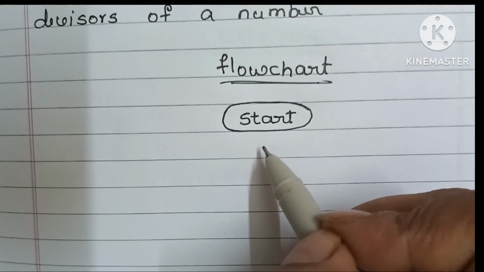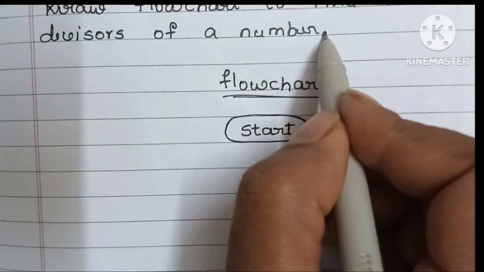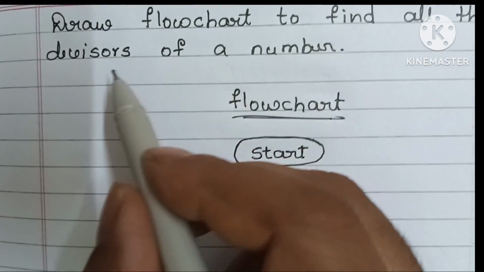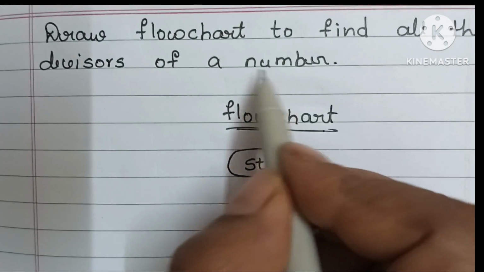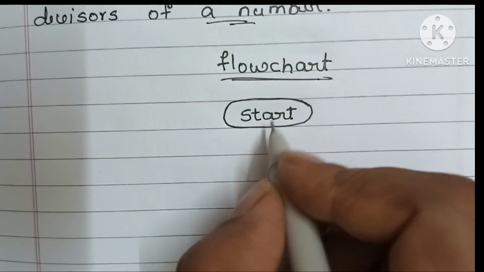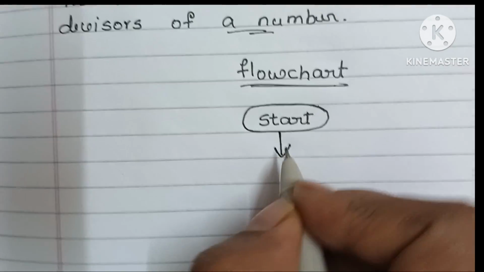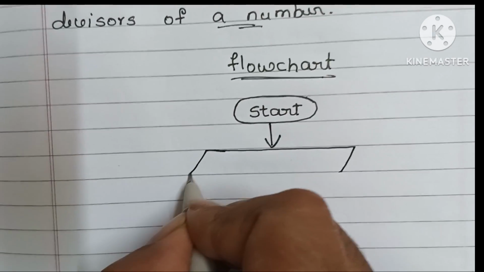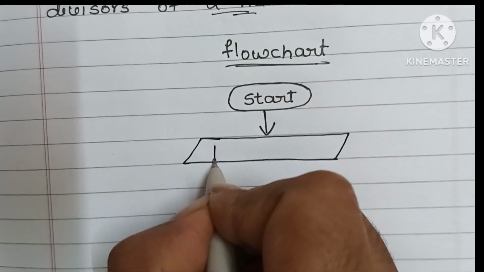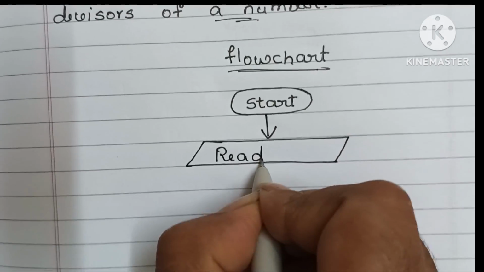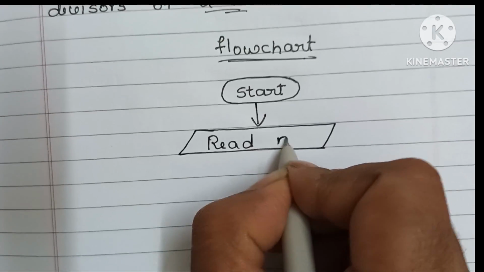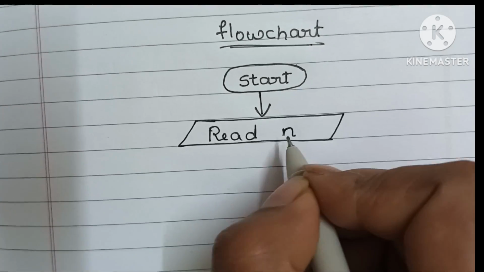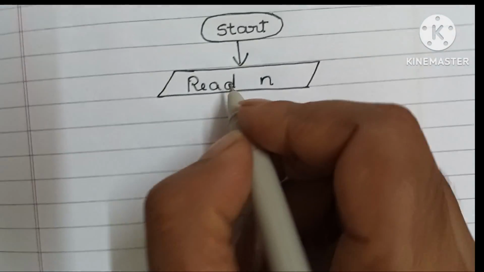Next, we have to read the input value. Here we have to find the divisors of a number, right? So here we have to read a number. The input value is always written within a parallelogram shape. Within that we have to read a number. Read n. Here variable n represents a number.